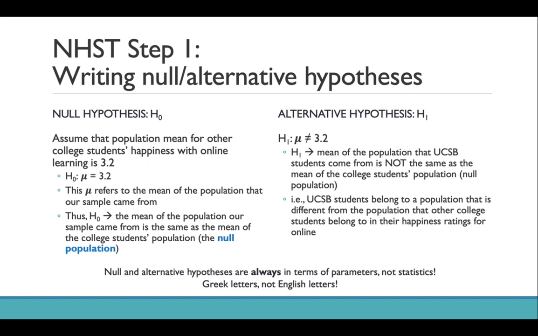And one last important point here. Null and alternative hypotheses are always represented in terms of parameters, not statistics, because the hypotheses are about populations, not samples. This means that your hypotheses should always be written with Greek letters, not English letters.